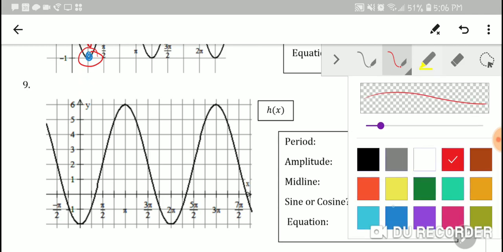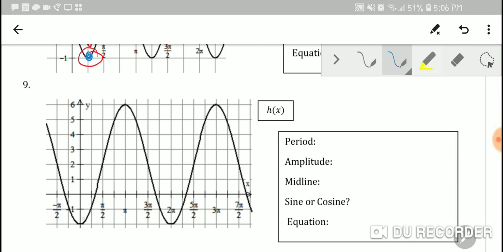Okay, counting our first 5 points. Starting on the y-axis, 1, 2, 3, 4, 5. Okay, so that means our period is 2 pi.